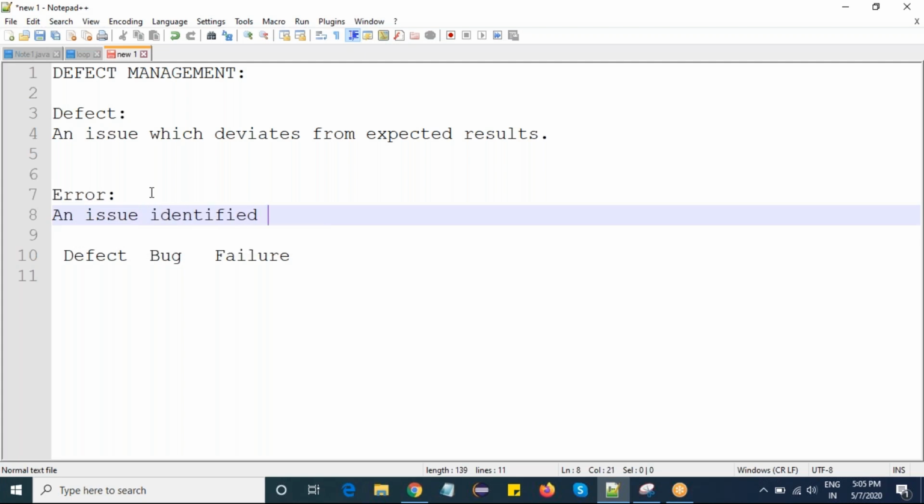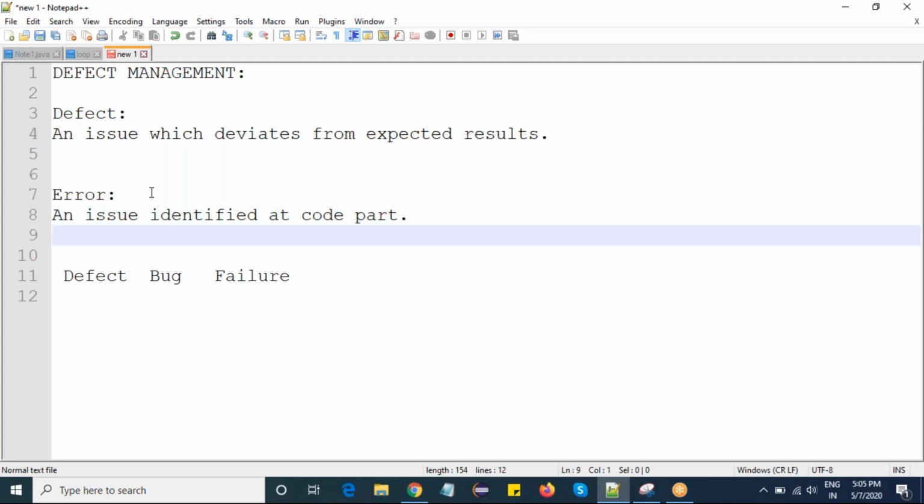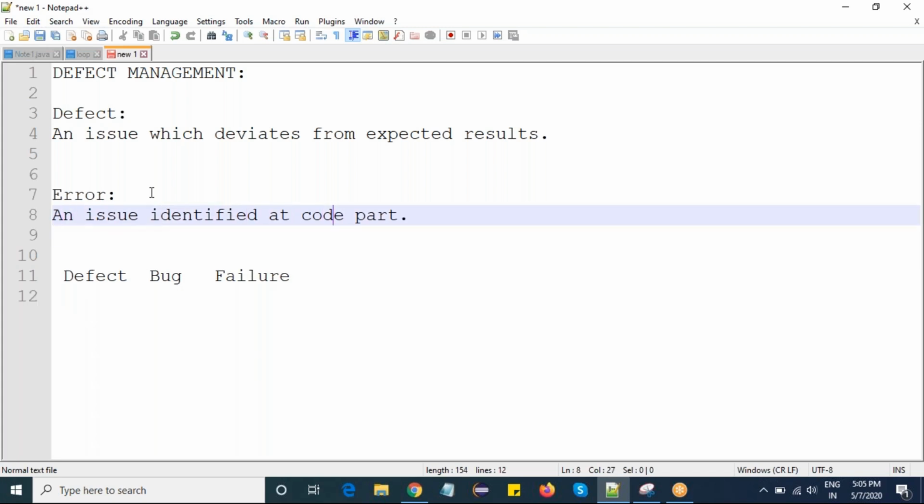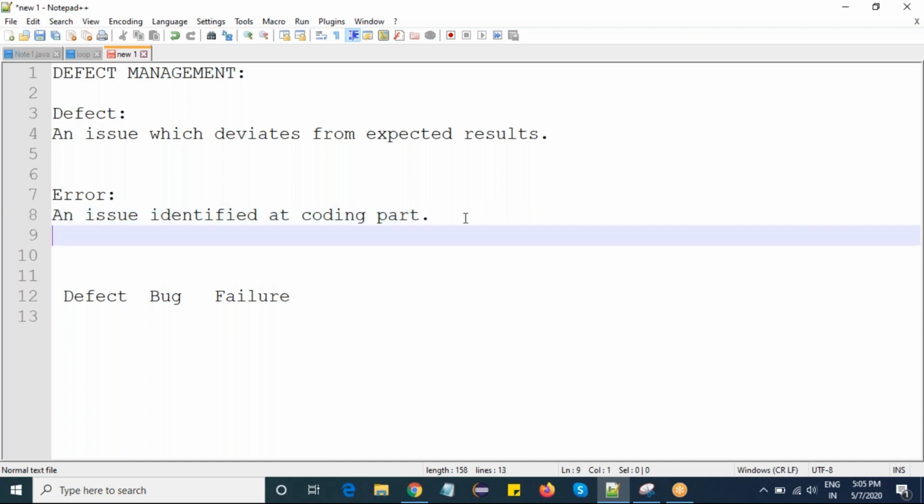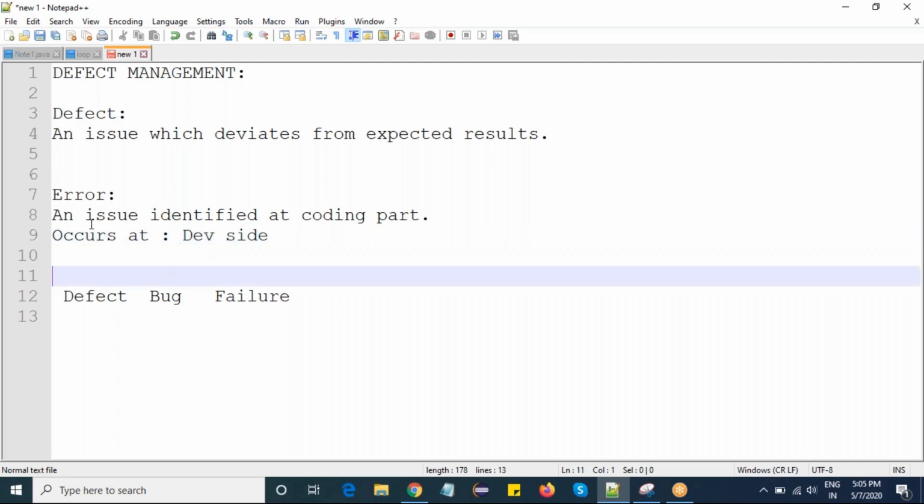identified at the coding part. Now tell me where the coding part comes into the picture. Obviously at the developer side, right? At the coding part, an error occurs at, or is seen at, the dev side. Now the first one, error, is done. The second one is defect.